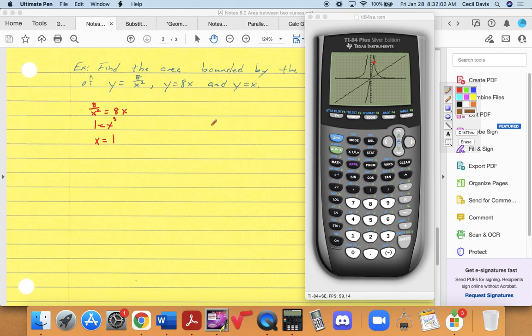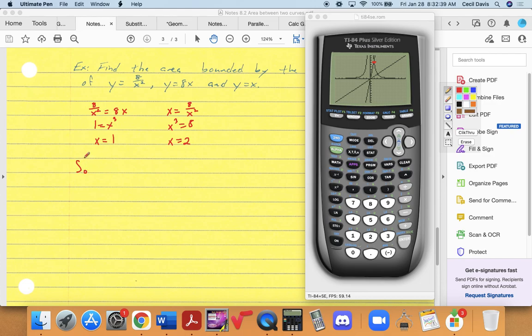Is this where the line and the curve intersect? Well, there's two lines. So when you say the line and the curve, it's where y equals 8x intersects 8 over x squared. And then y equals x intersects 8 over x squared. That'll be x equals 8 over x squared. That'd be x cubed equals 8. So x is 2. Yes.